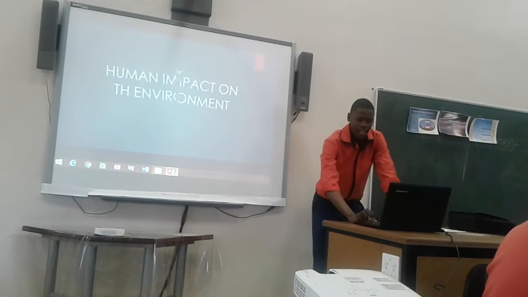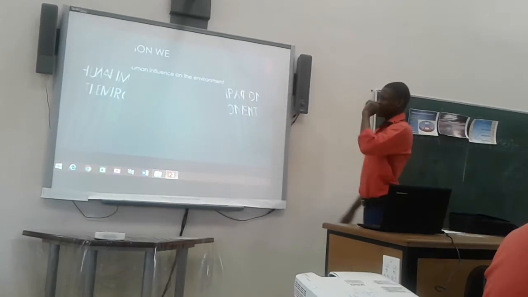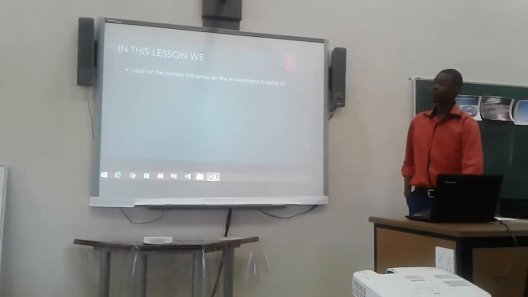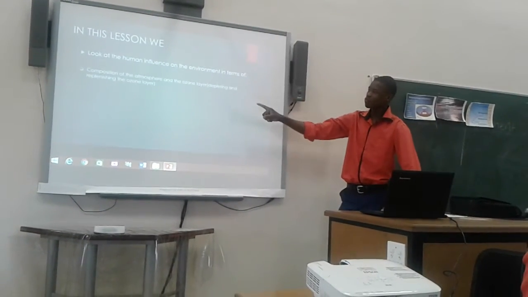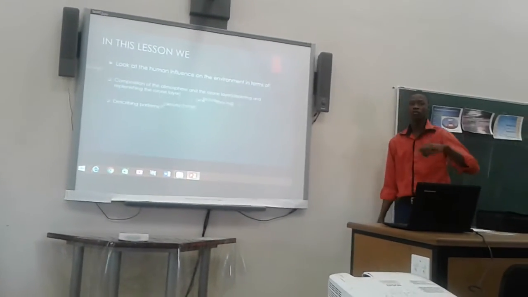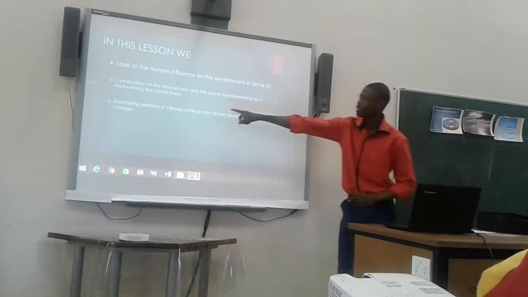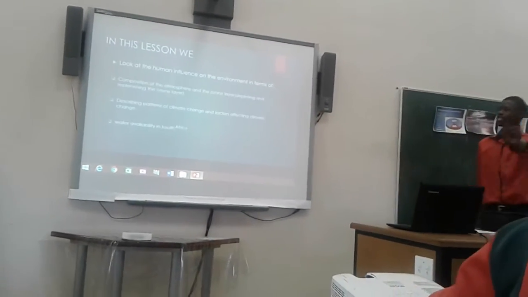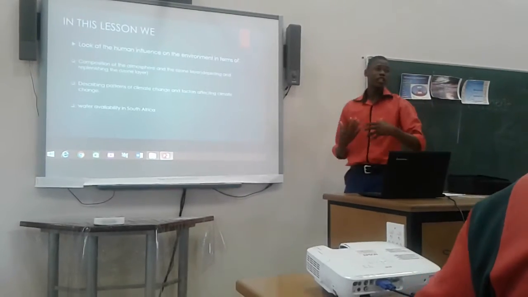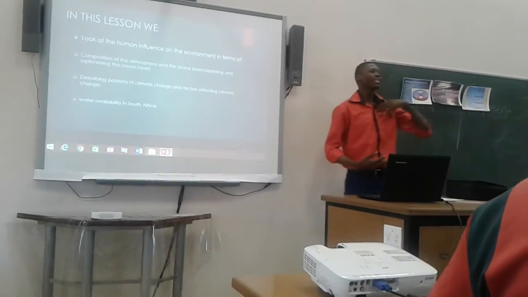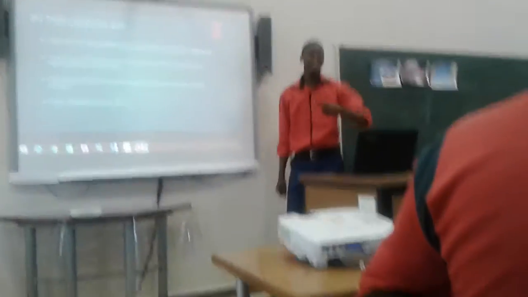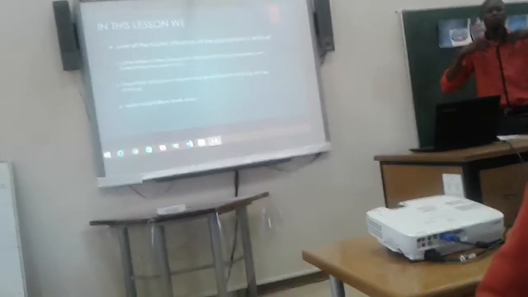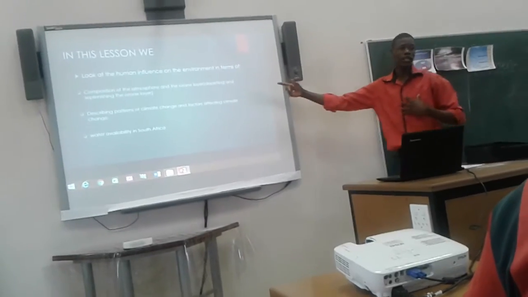Now, we keep on. In this lesson, we are going to look at the human influence on the environment in terms of, the first one, the composition of the atmosphere and the ozone layer in terms of depleting or replenishing of the ozone layer. When we talk of the depletion of the ozone layer, we are simply talking about the destruction to the ozone layer. But when we talk of replenishing, we are simply talking of how can we build up or protect this ozone layer. We together?